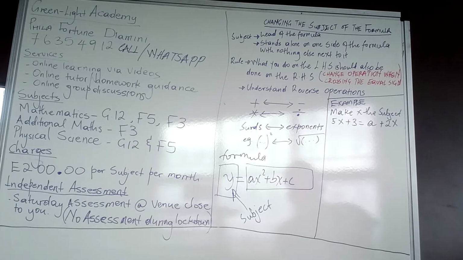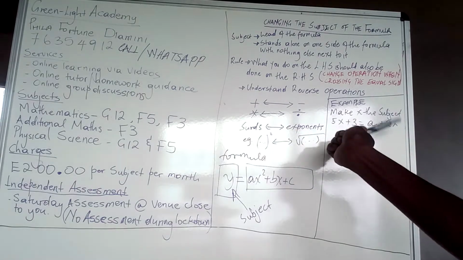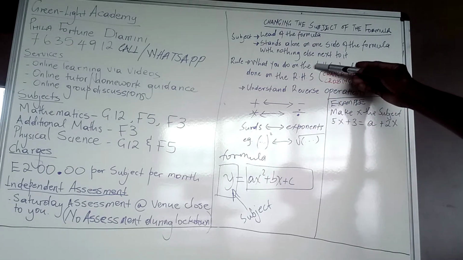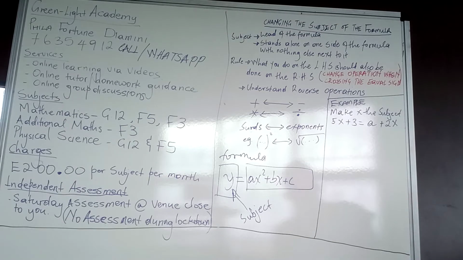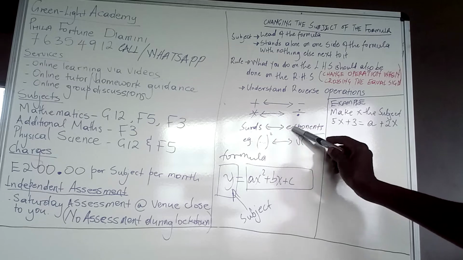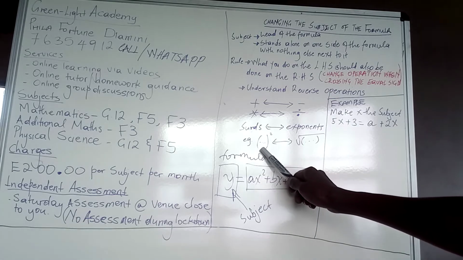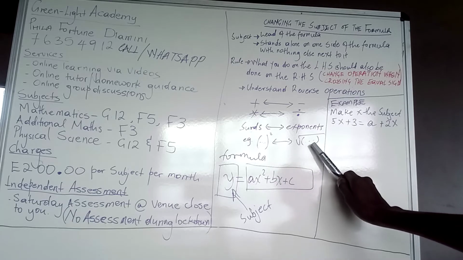Or alternatively, if it was multiplying, divide on both sides of the equal sign. That is basically the rules that you apply when you are changing the subject of the formula. And if you are having squares, you have to undo them by roots, and vice versa. If you're having roots, you have to undo them by squares. Squares and roots, I'm talking about things like squaring and taking the square root.